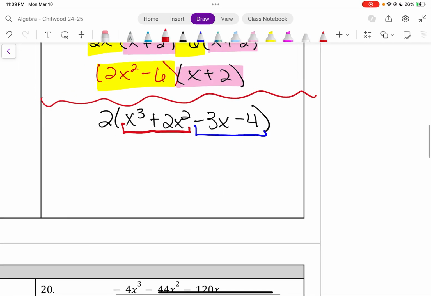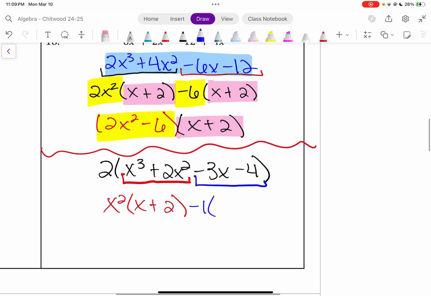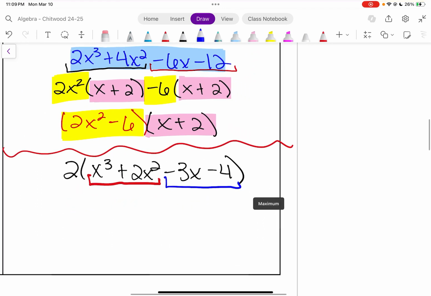The GCF of the first binomial is x squared. Then on the inside, I will have x plus 2. The GCF of the second binomial is -1. Then on the inside, I will have, what did I do wrong?